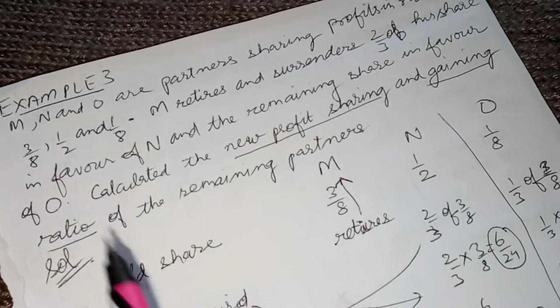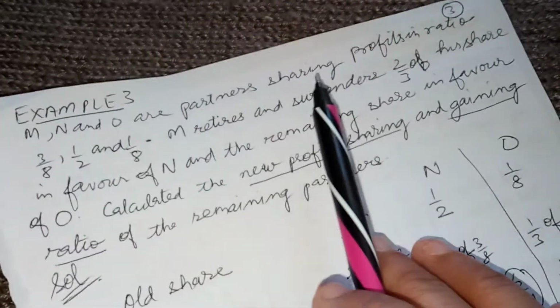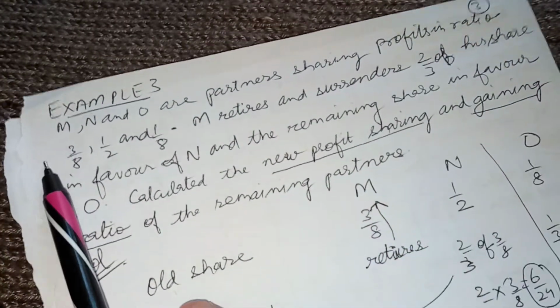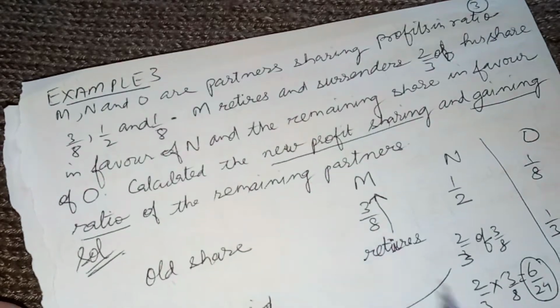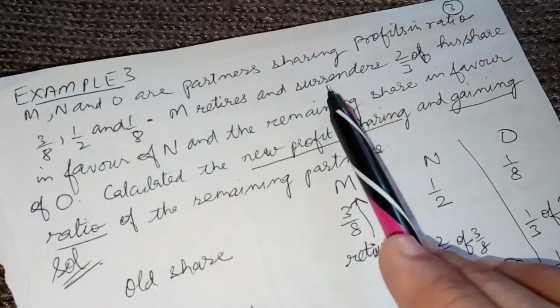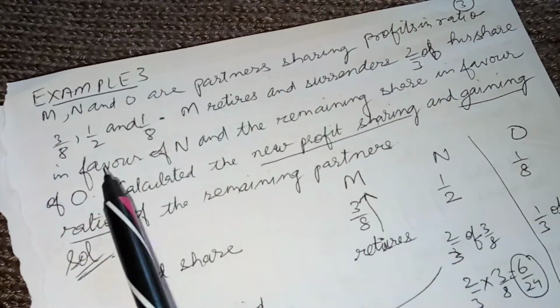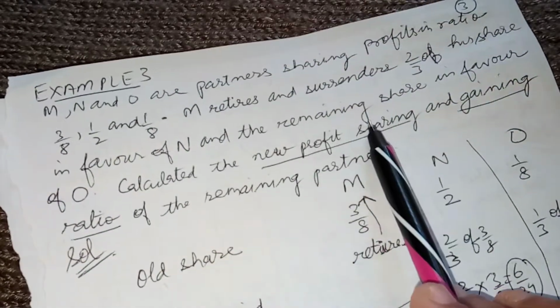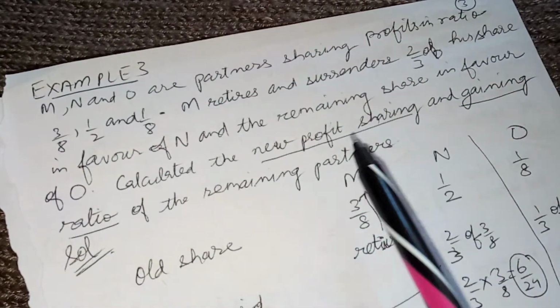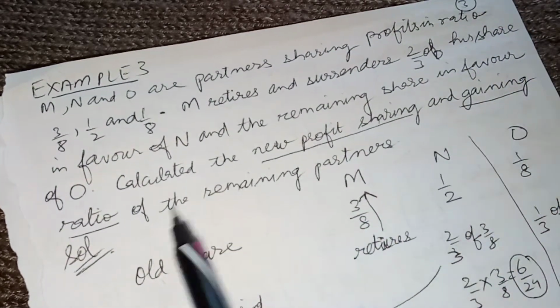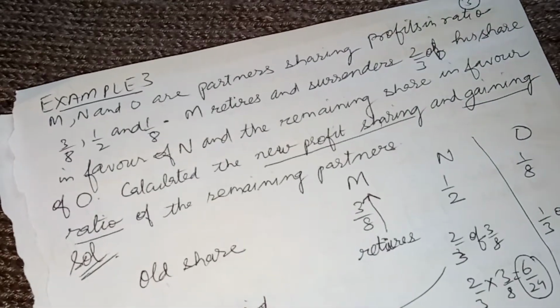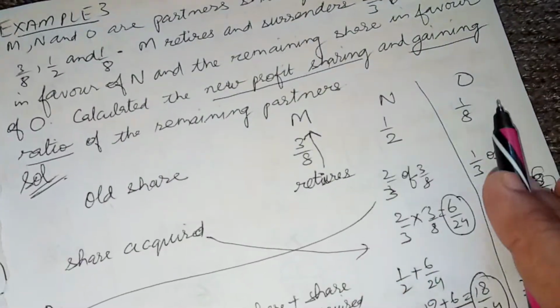Here M, N and O are the partners sharing the profits in the ratio 3/8, 1/2 and 1/8. Now M retires and surrenders 2/3 of his share in favor of N and the remaining share in favor of O. Calculate the new profit sharing and the gaining ratio of the remaining partners. Now M, N and O.